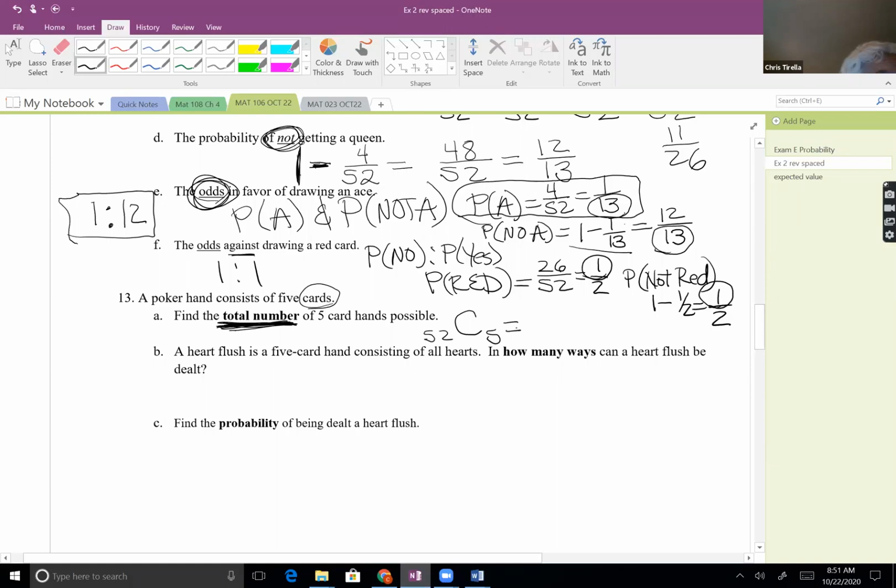And I have to apologize. Usually by this point in the semester, I've got that number memorized, but today it's not a happening thing. So 52 combination 5 is 2598960. So there's a lot of different hands.